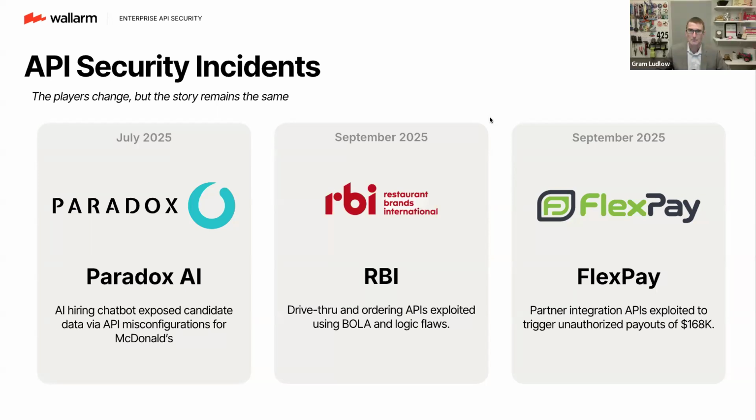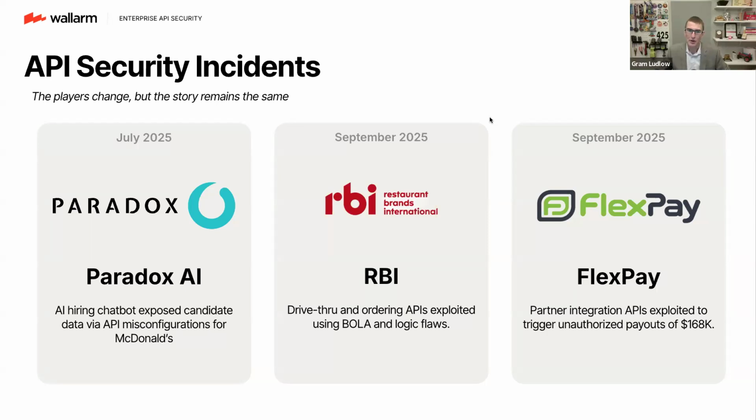Yeah. And then last but not least, this FlexPay one. FlexPay is a payment processor in India. The reason this incident was interesting to me is that it's a good reminder that sometimes the attackers aren't after data, they're after money. There was a direct financial implication here, with unauthorized payouts of $170,000 more or less. It's not about the data there. It's just about the money.